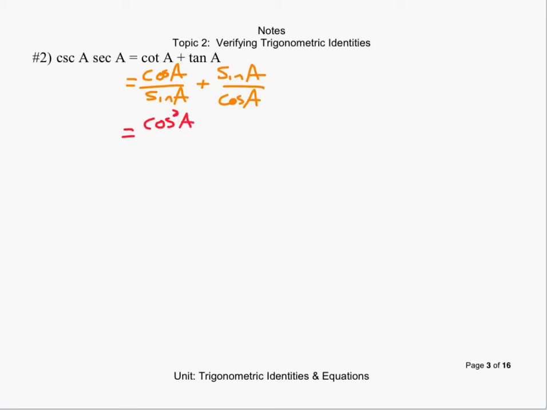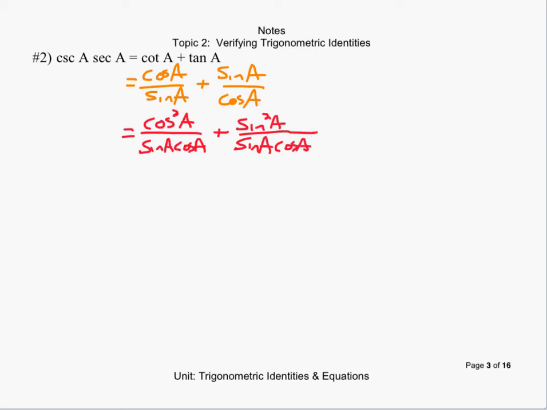Cosine times cosine is cosine squared, leaving the bottom with sine of A, cosine of A. Multiplying the top and the bottom of the second fraction by sine to get common denominators, you're going to get sine squared over sine of A, cosine of A.